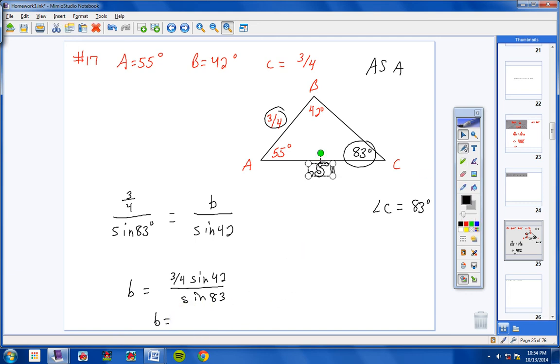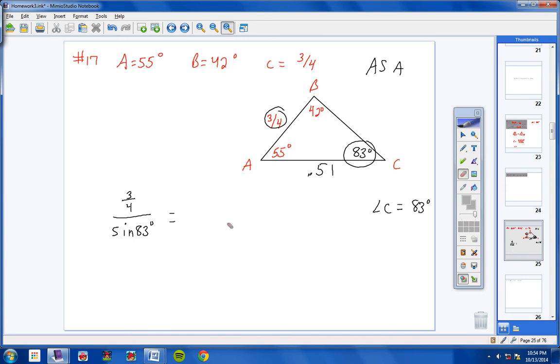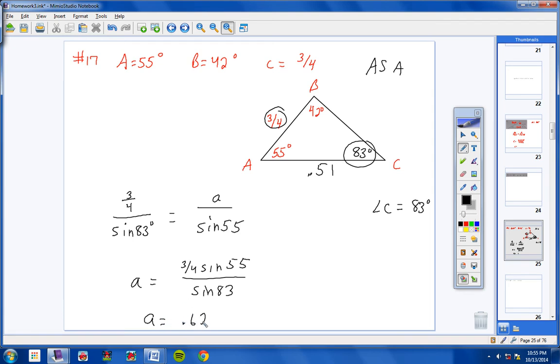There we go. Now, let's go ahead and use our original ratio here from the triangle. And now we're going to solve for side A. So side A over the sine of 55 degrees. All right, we're going to cross multiply and then divide, and we'll have A equals 3/4 sine of 55 degrees divided by sine of 83. Okay, and if you type 3/4 sine 55, enter, divided by sine of 83, enter into your calculator, you will get 0.62. Okay, so side A will be 0.62, and there we have solved the entire triangle.